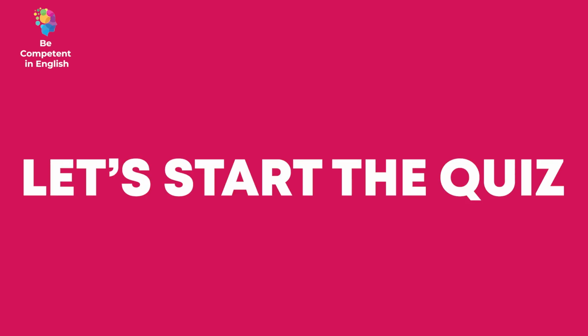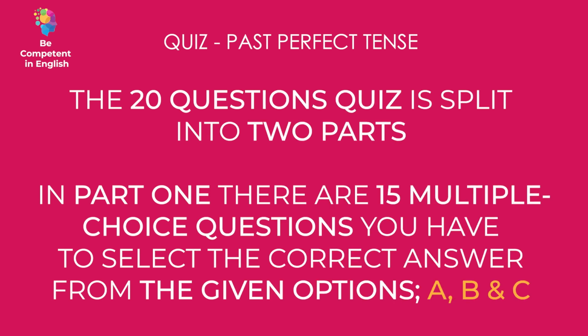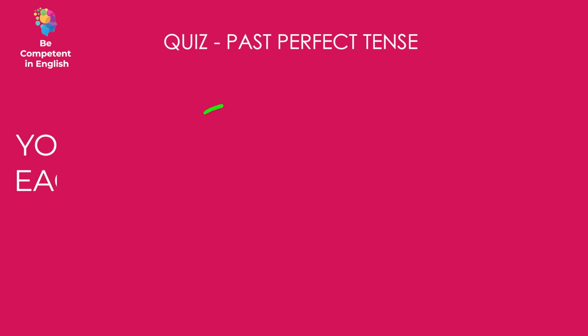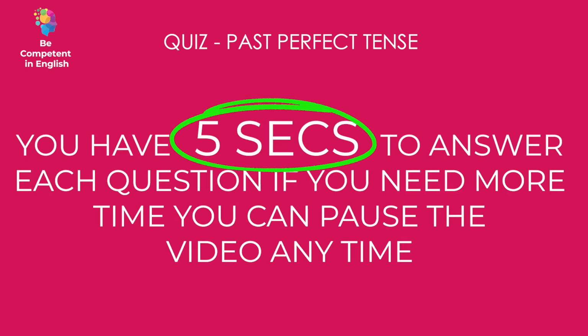Let's start the quiz. The 20-question quiz is split into two parts. In part 1, there are 15 multiple choice questions. You have to select the correct answer from the given options A, B, and C. In part 2, you have to make a question of the given statement in the past perfect tense. You have 5 seconds to answer each question. If you need more time, you can pause the video anytime.